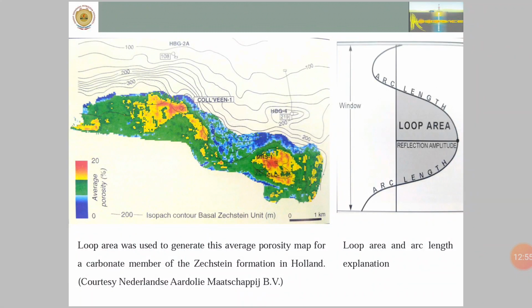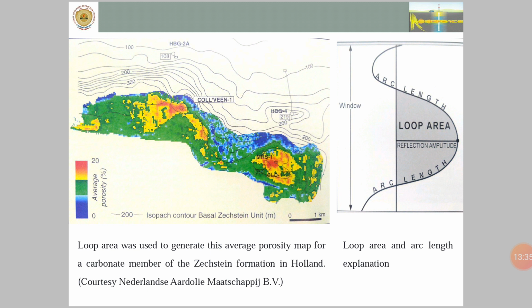Here is an example where loop area and arc length are used for understanding one of the attributes, which is the average porosity. The average porosity gives an idea of how much porosity is there in the reservoir and how much of it is hydrocarbon bearing. You also need to understand the effective porosity, and the attribute maps help you understand whether the porosity is high or low. The porosity is given as a percentage, which is delta V by the bulk volume.